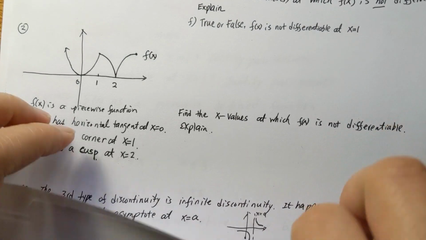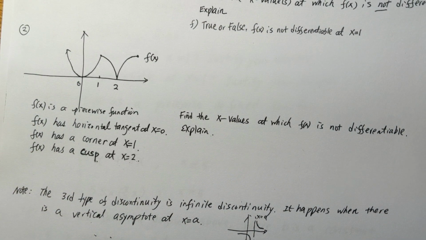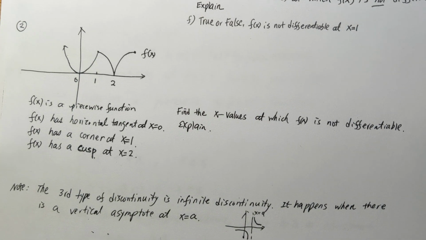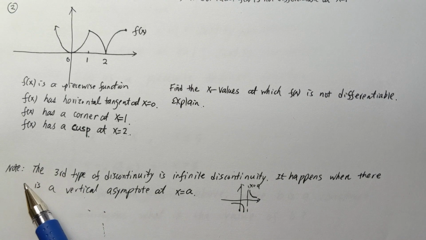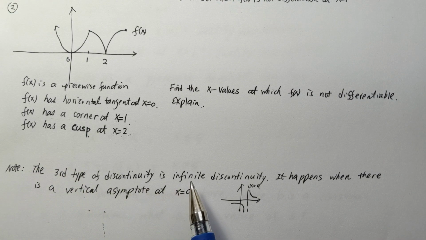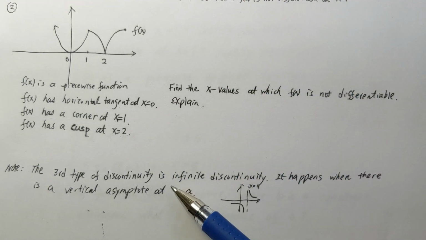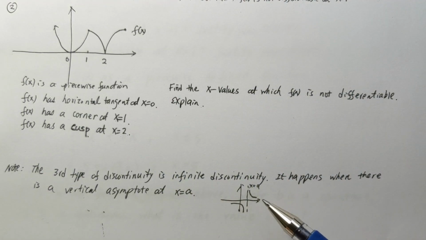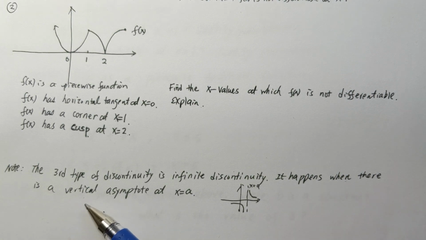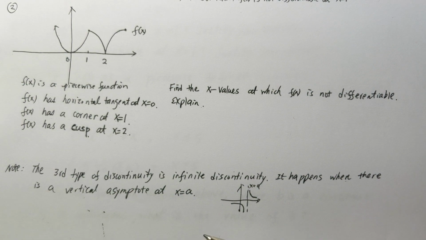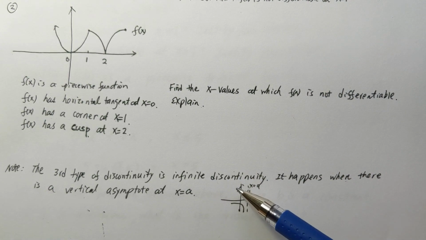Now let's go to question number 3. Before we go to question number 3, the third type of discontinuity that we never put on question number 1 is called the infinite discontinuity. This one happens when there is a vertical asymptote at x equal to a. Most likely you may not see this one in your AP exam because we only have 3 response questions, but it's good to know. Infinite discontinuity means there's a vertical asymptote.